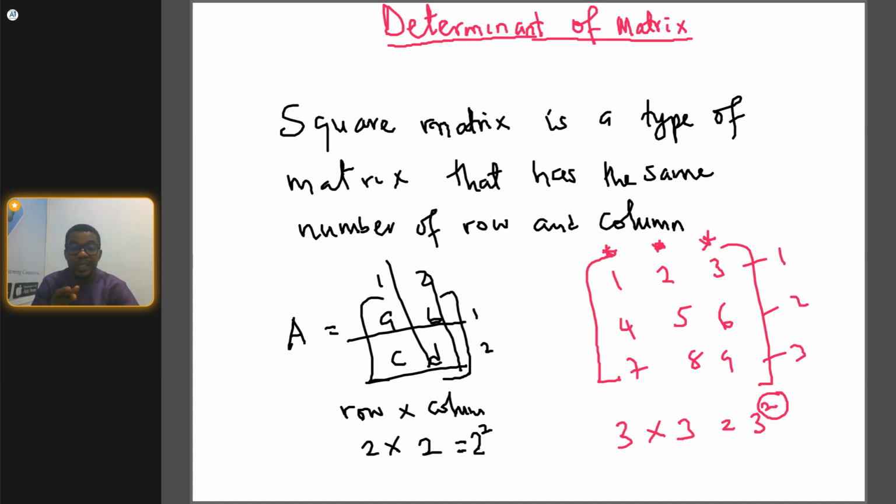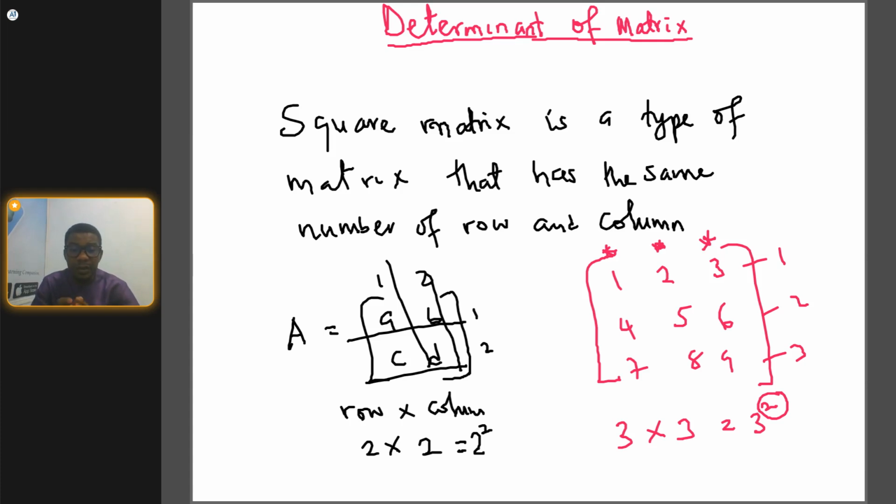We have 2 by 2 matrices, 3 by 3 matrices, 4 by 4 matrices, 5 by 5 matrices, and so on. If it has the same number of rows and columns, it is called a square matrix. In determinants, we can only solve for the determinant of square matrices.